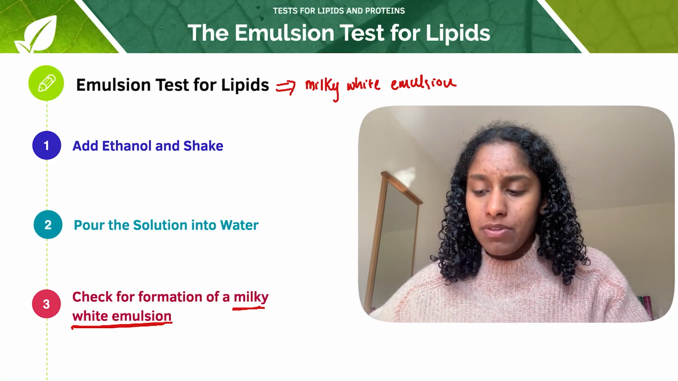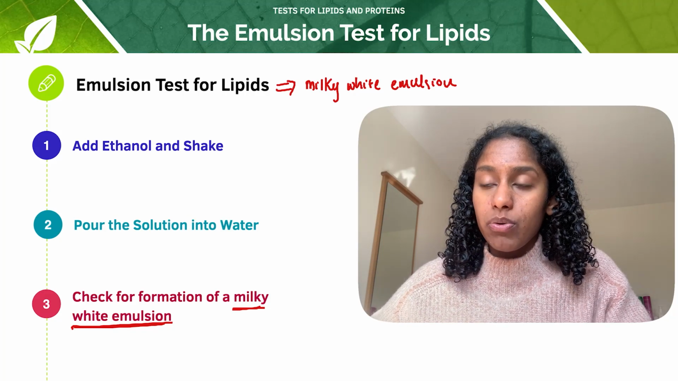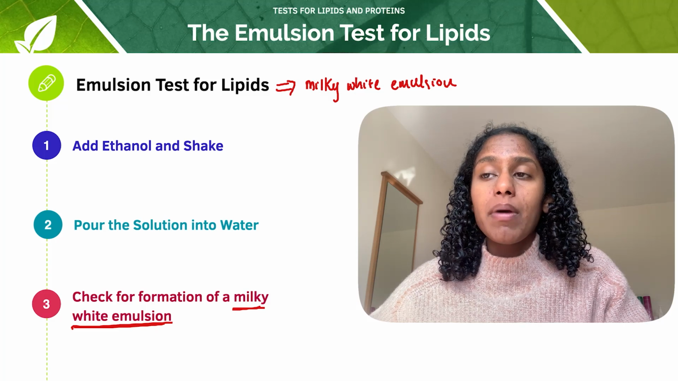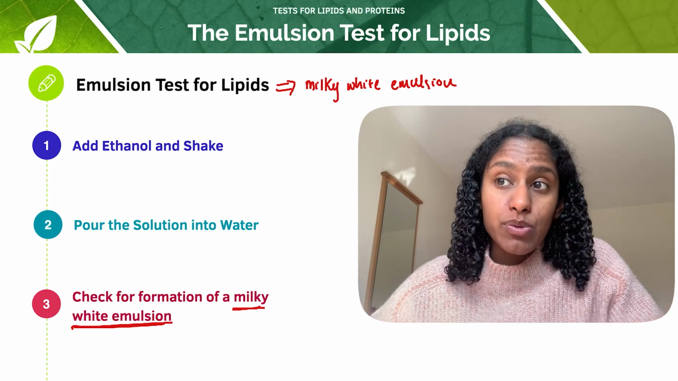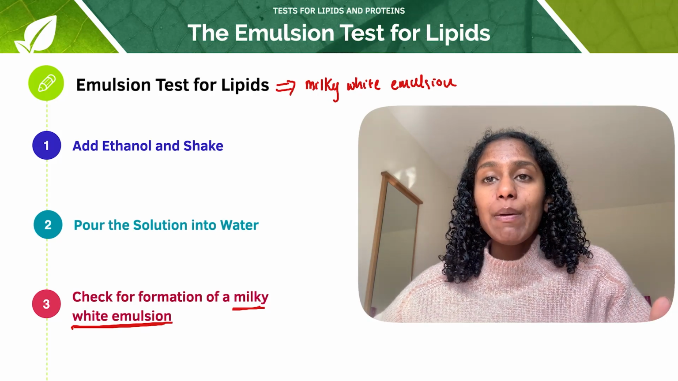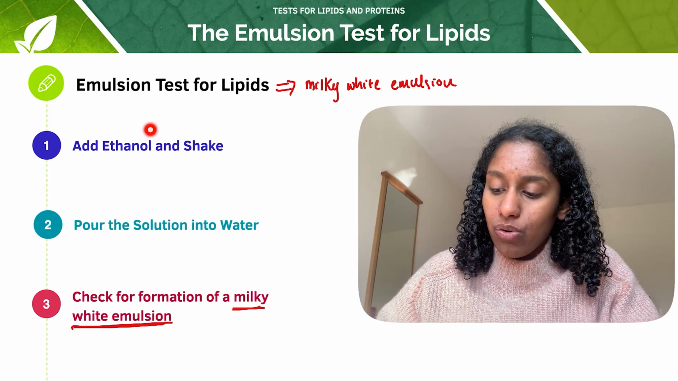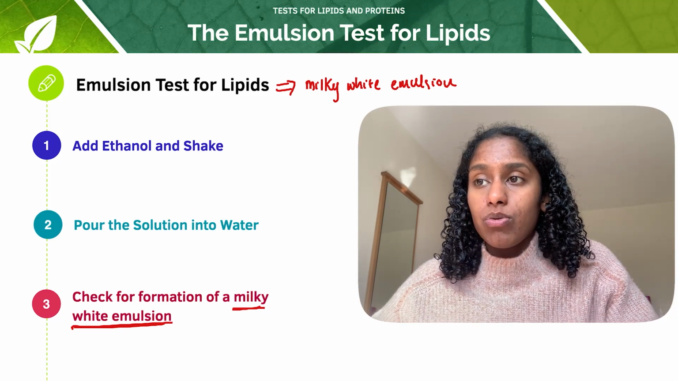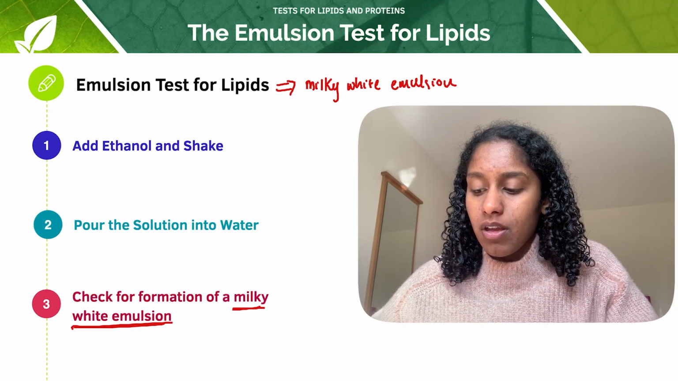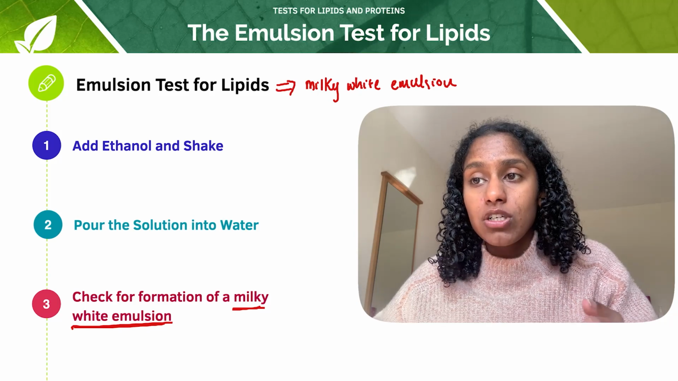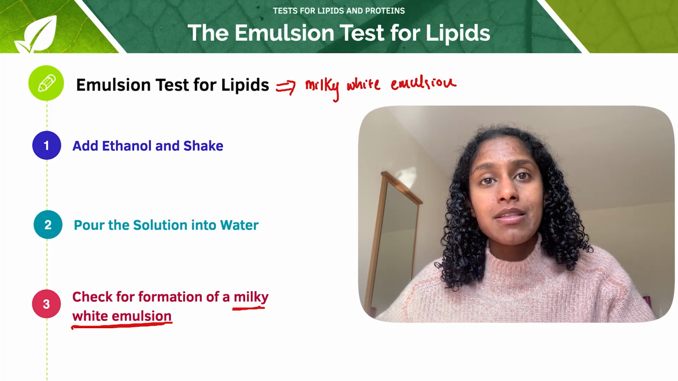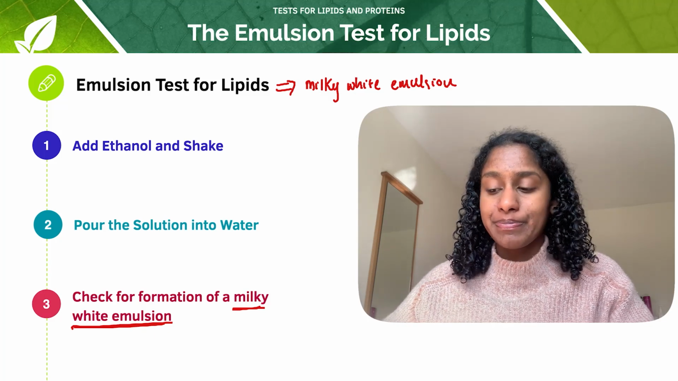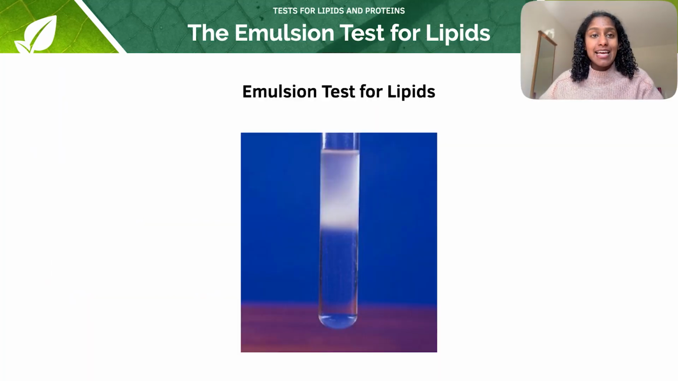Let's have a think about it. So lipids are insoluble in water. They will become immiscible if you try to mix them with water, so they just won't mix with water. However, they are soluble in ethanol. So any lipids in the sample form an emulsion. And the greater the concentration of lipids, the more of this white emulsion is formed and the more apparent the milky colour will be. So, for example, you can see here, this is a positive emulsion test for lipids.